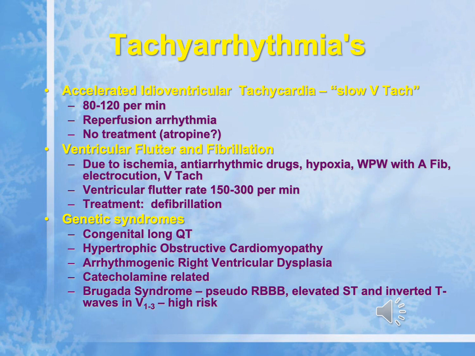Ventricular flutter and fibrillation, actually flutter should be considered fibrillation, is most often due to ischemia and antiarrhythmic drugs themselves. It may occur, as we mentioned previously, from Wolff-Parkinson-White syndrome with atrial fibrillation being conducted into the ventricles. Electrocution is also a cause of ventricular fibrillation. Also, deterioration of ventricular tachycardia is a mechanism.